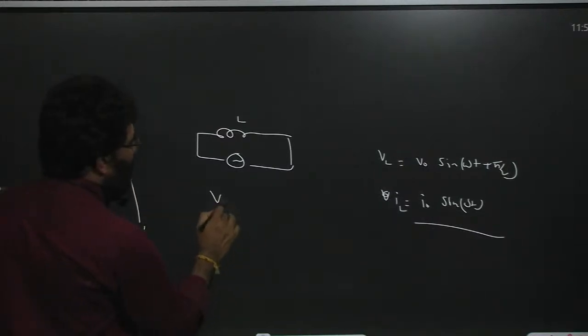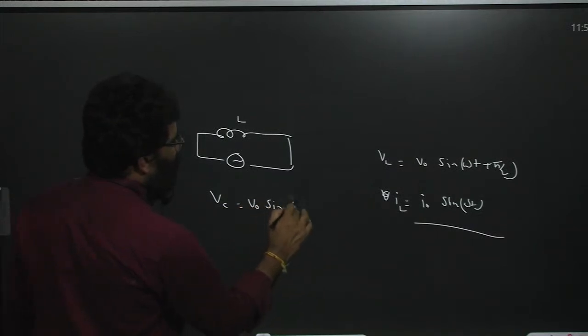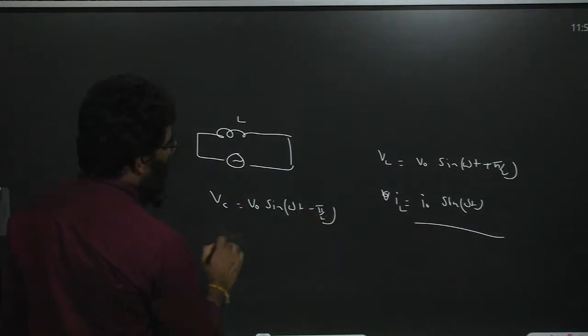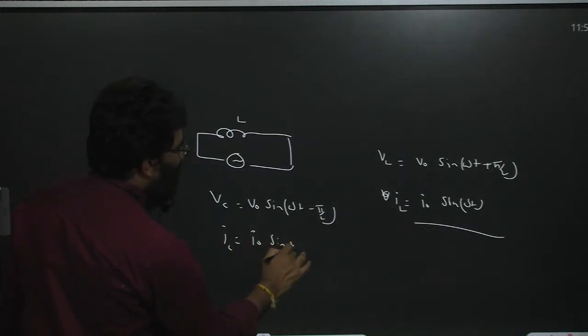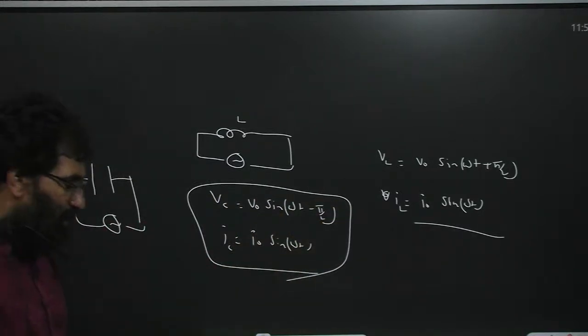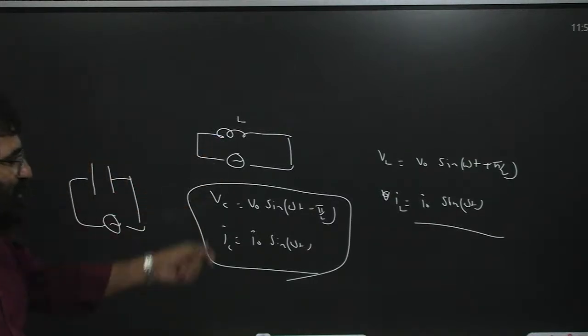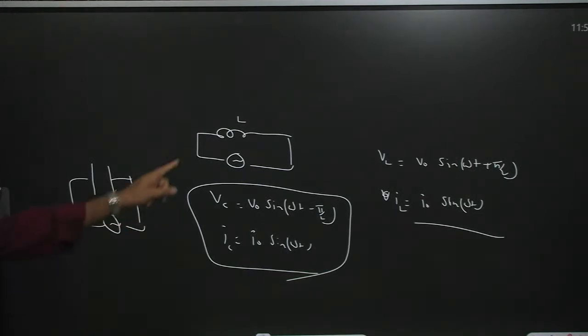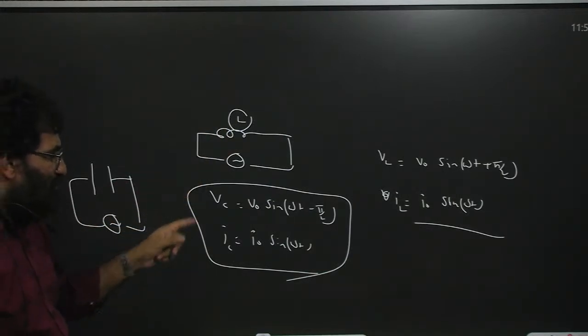When you take a capacitor, the voltage across the capacitor lags by pi by 2. V naught sin omega t minus pi by 2, or I is I naught sin omega t only. Always remember, in a capacitor, the current leads the voltage. When only an inductor is connected, the voltage leads. Why? Because inductor and capacitor both depend upon omega.